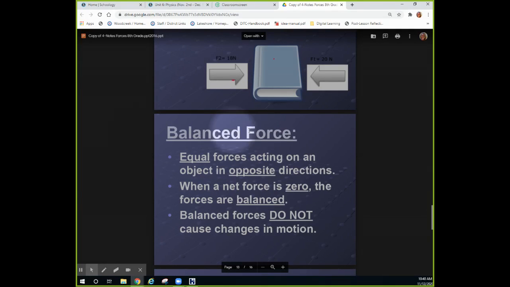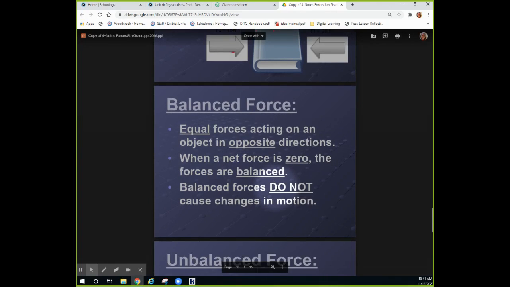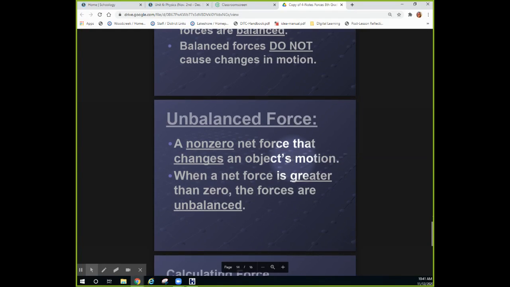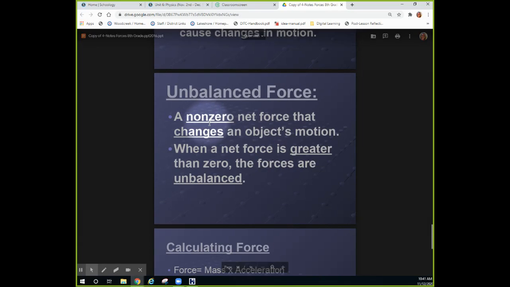So, balanced forces. Equal forces acting on an object in opposite directions. So when it is equal and opposite, it'll be balanced. Balanced forces do not change motion. They do not cause changes in motion. They will be equal and opposite, and the net force will equal 0. Unbalanced forces are any number but 0, and they will always cause a change in motion. The net force is greater than 0. The force is unbalanced. Okay?